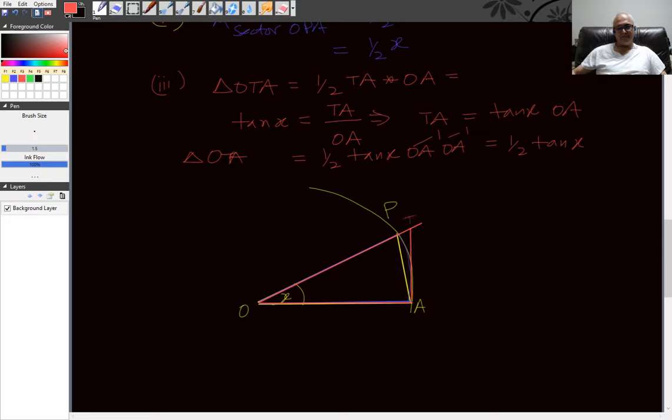This point is T. So this is in red, triangle OTA. Then in yellow is the triangle OPA, and then in blue we have the sector.